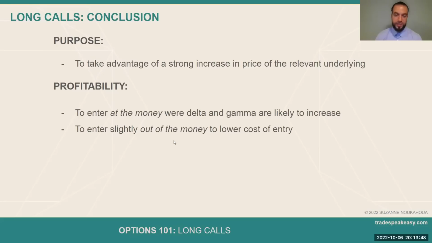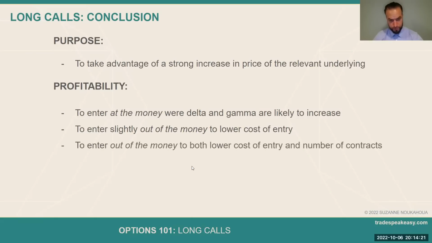There are some really slick traders in our community who find cheap, out of the money options way above current price, and just expect price to drive up towards them. They're getting a massive bang for their buck when they do that, because they're buying out of the money so that the premium is really low, and it just gets inflated because of their anticipatory skills. Trying to enter out of the money both lowers cost of entry and the number of contracts.